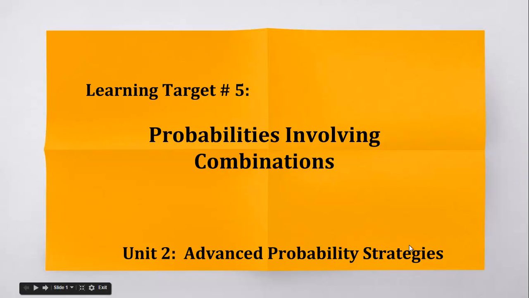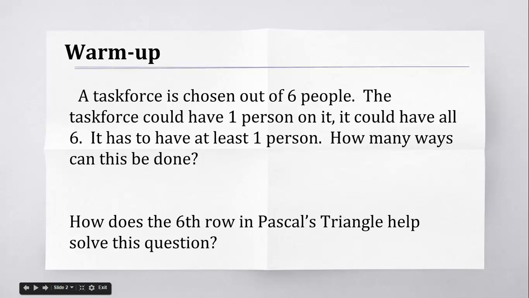Okay, so warm-up question, and you can take time to pause this and think about it. A task force is chosen out of 6 people. The task force could have at least 1 person on it. It could have all the way up to 6. How many ways can this be done?